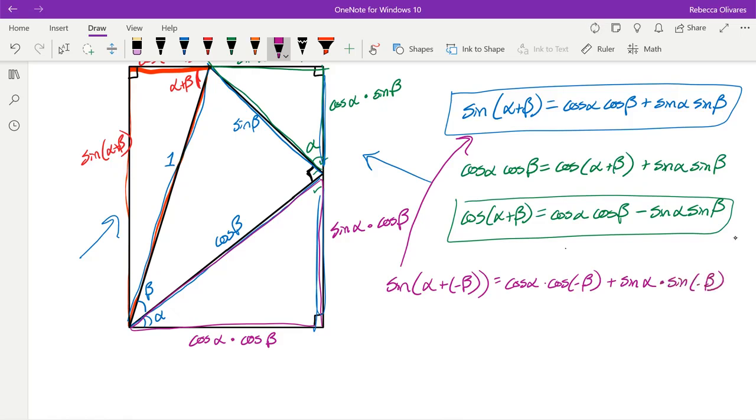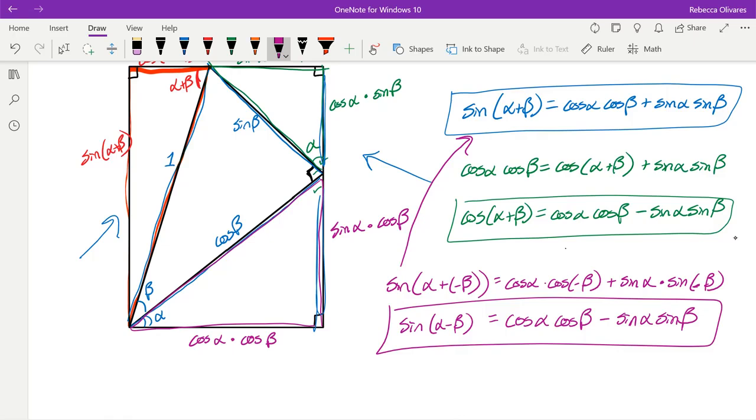Well, cosine, remember, that's an even function. So cosine of negative beta is actually just the same thing as cosine of beta. So this is cosine of alpha, cosine of beta. And then over here, sine of negative beta, well, sine is an odd function. So sine of negative beta is the same thing as negative sine of beta, which is going to make that whole term negative. So that's minus sine of alpha times sine of beta. And so this is our sine difference identity. If I wanted to do sine of alpha minus beta, then I have that identity.